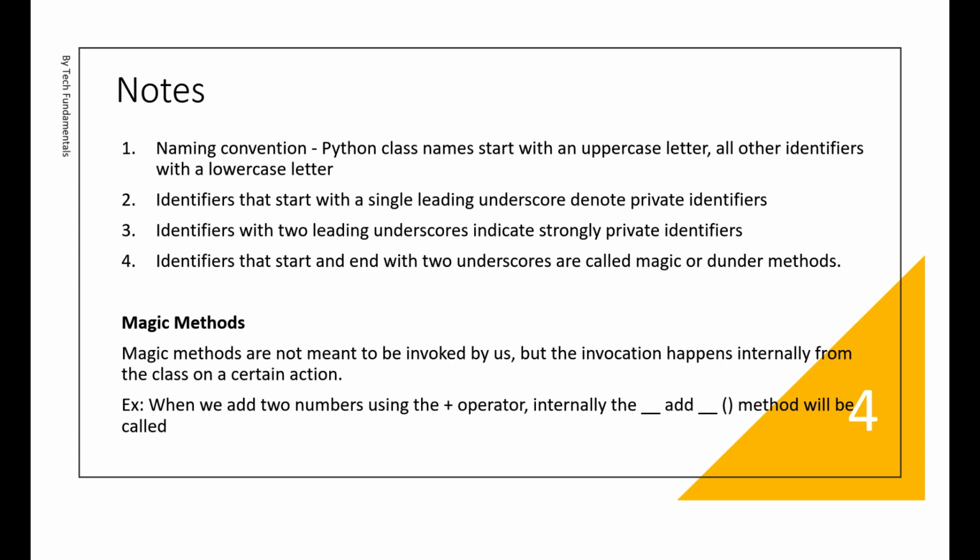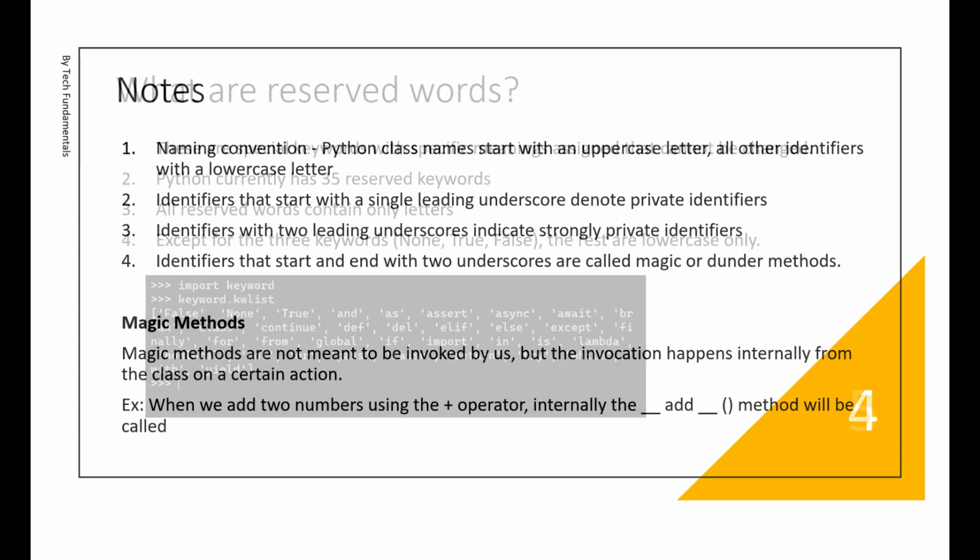A private identifier means a variable or a method name intended to be used only within the class in which it is defined. Identifiers that start and end with two underscores are called magic or dunder methods. So what is a magic method? Magic methods are not meant to be invoked by us, but invocation happens internally from the class on a certain action. For example, when we add two numbers using the plus sign operator, it internally calls the add method.